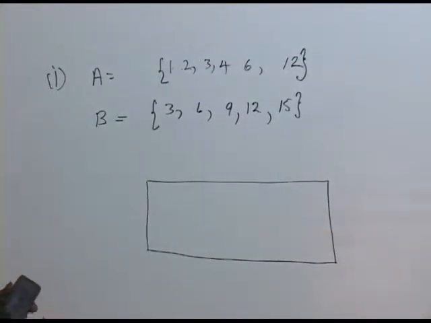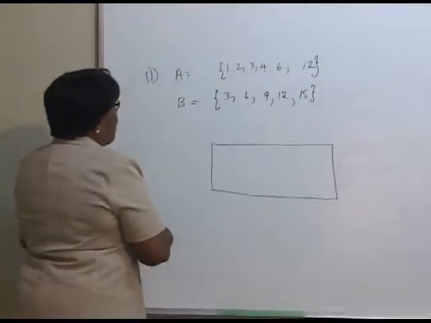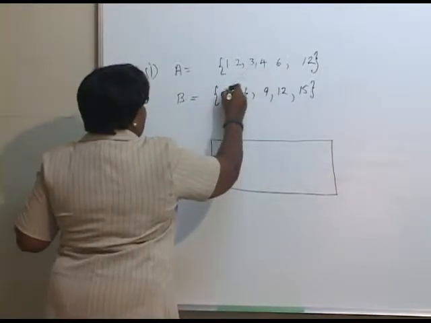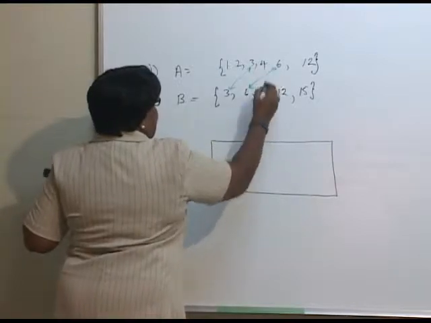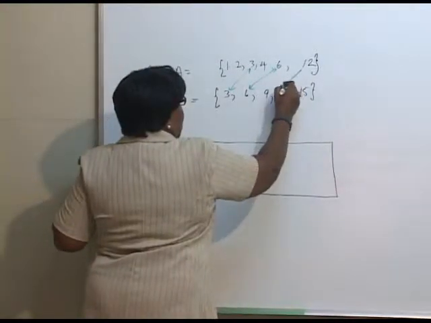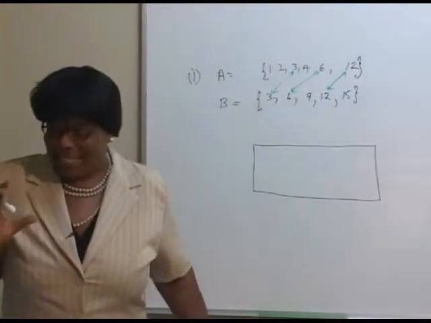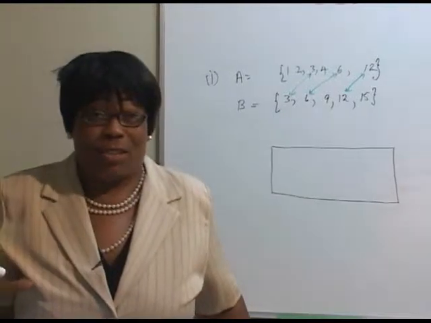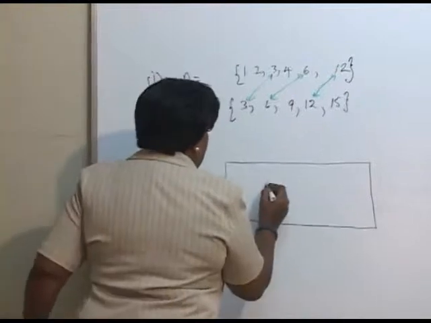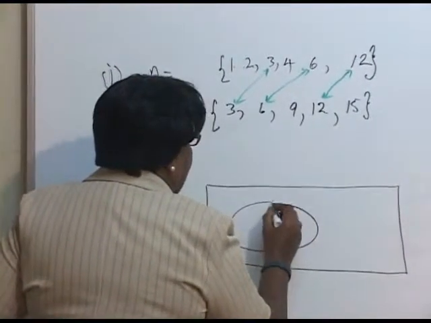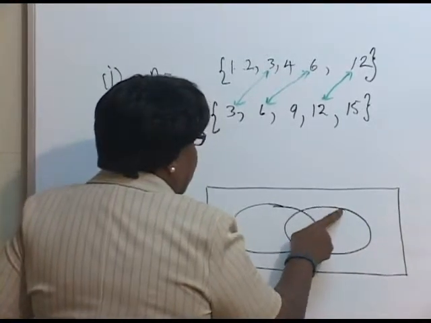And what would determine that? We look at the members and we can see that they do have some in common, because I am seeing 3 with 3, 6 with 6, and 12 and 12. And where would we be placing those? In the intersection. So now we can go ahead and draw the subsets. We know that they are not disjoint sets, they intersect and they have members in common.